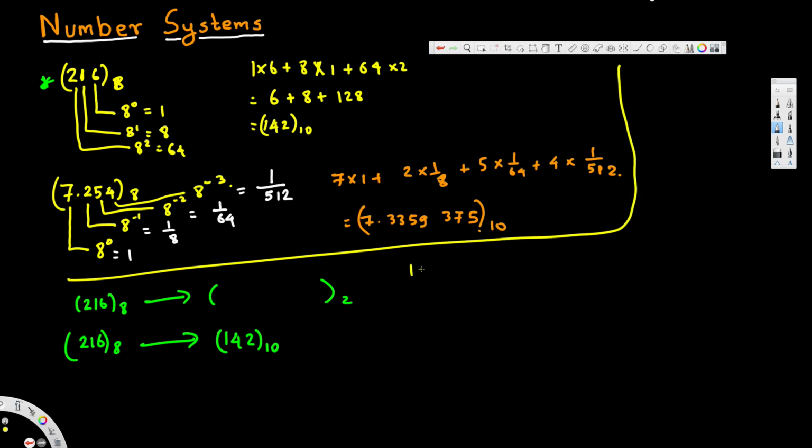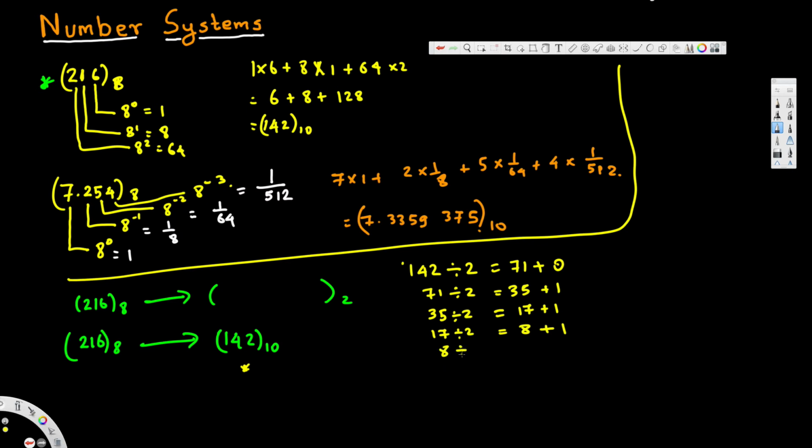Okay, 142 base 10. I'm taking the base 10 one, and dividing it by 2 until we get 0. If you divide 142 by 2, you will get 71, and the remainder is 0. 71 divided by 2, you will get 35, and the remainder is 1. And then 35 divided by 2 is equal to 17, and the remainder is 1. And 17 divided by 2 gives us 8, and the remainder is 1.